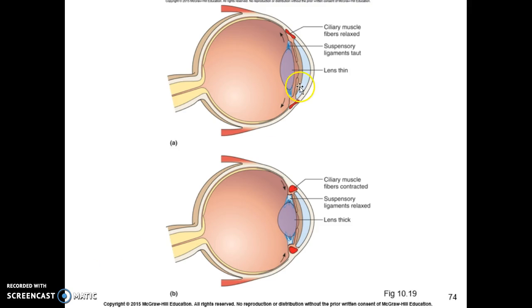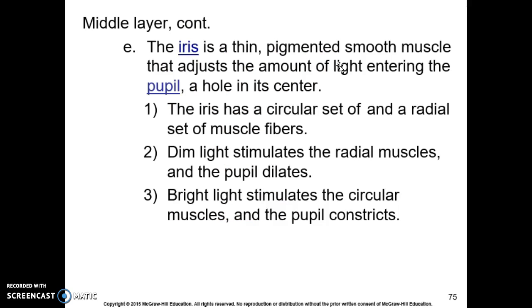All right, so this is what it looks like. It can either thin out the lens as the muscles pull outwards, or it can relax the muscles and the lens comes in. But what it's essentially going to do is make sure that whatever object you're looking at is clearly focused.